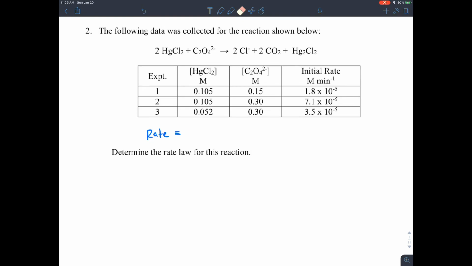In the case of our problem, we're given a set of data where the experimentalist changed the concentrations of the various reactants, in this case the mercury chloride and the oxalate ion that we see here. If you held one constant and changed the initial concentration of the other, and recorded the rate of the reaction, you would be able to determine how changing the concentration of one alters the rate. And that's rather useful because using these rate laws, we can become very efficient in our processes.